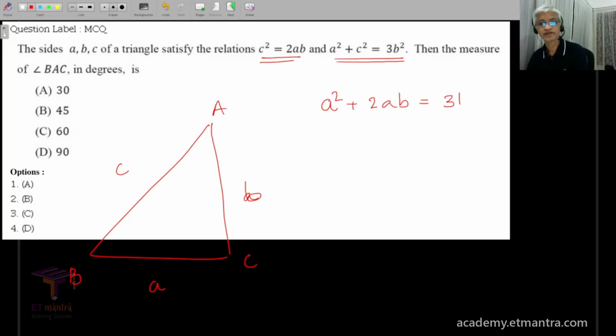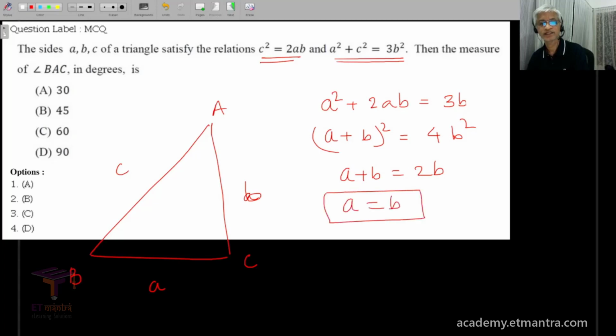We substitute for C square and then complete the square. So we get A plus B is equal to 2B, and therefore A is equal to B. So this is really an isosceles triangle.